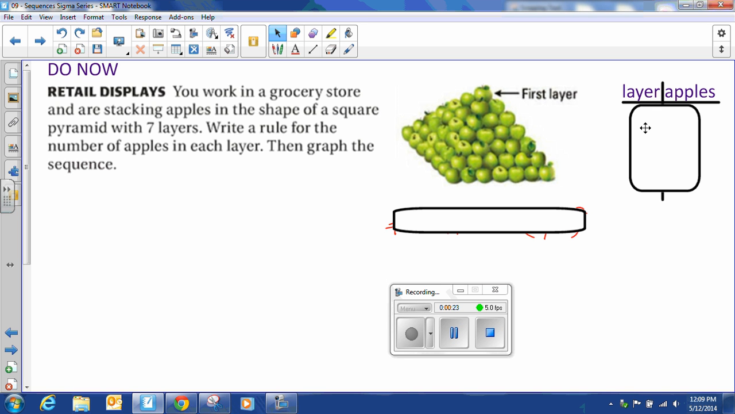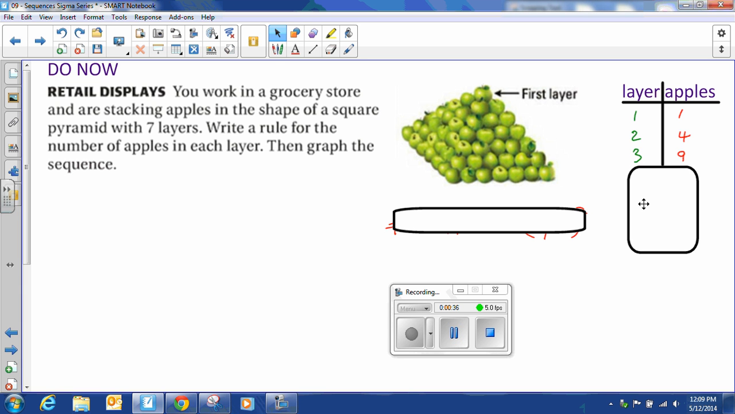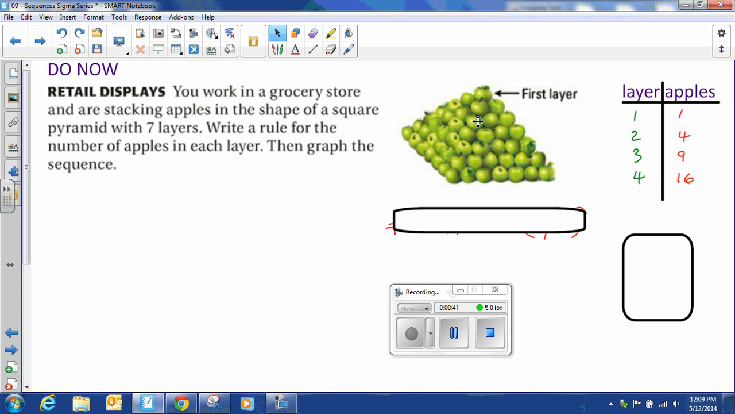So here's the first layer and the number of apples. The first layer has 1 apple. The second layer has 1, 2, 3, 4. The third layer has 1, 2, 3, 4, 5, 6, 7, 8, 9. And the fourth layer has 16. And this pattern goes on until the 7th layer.